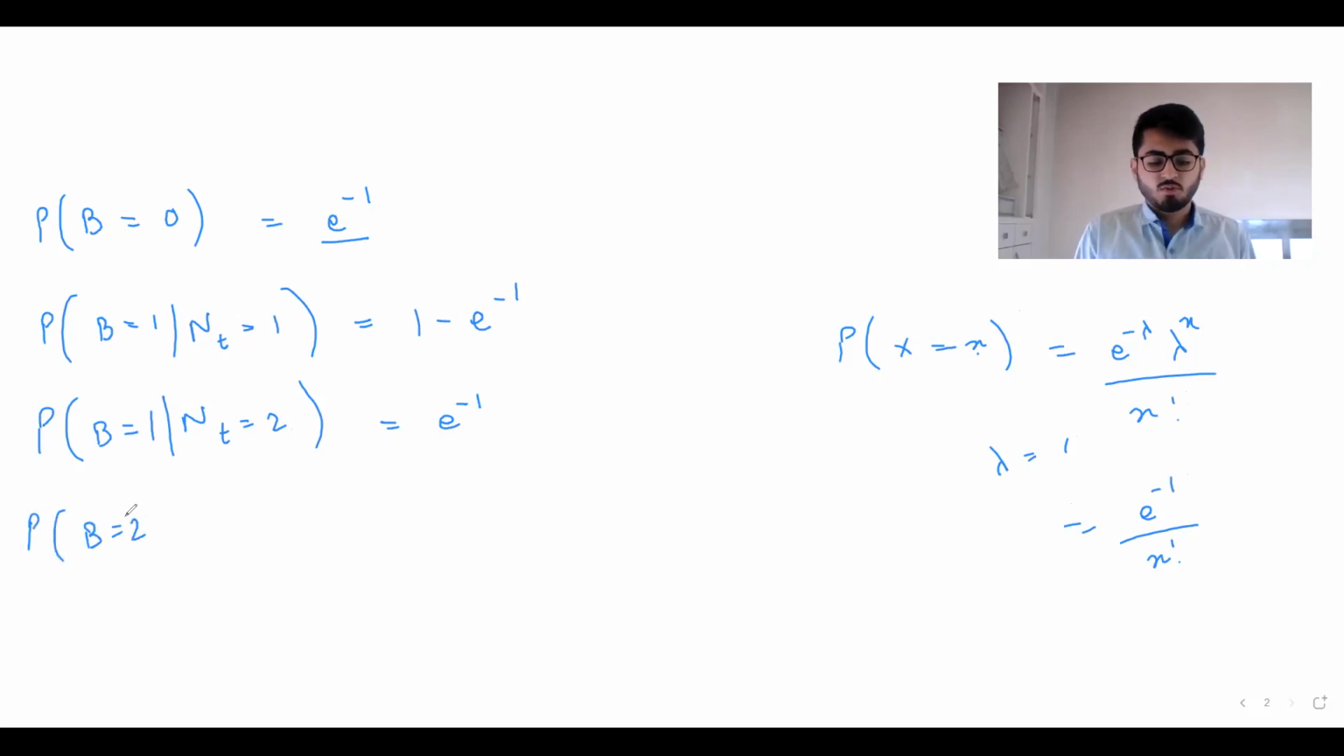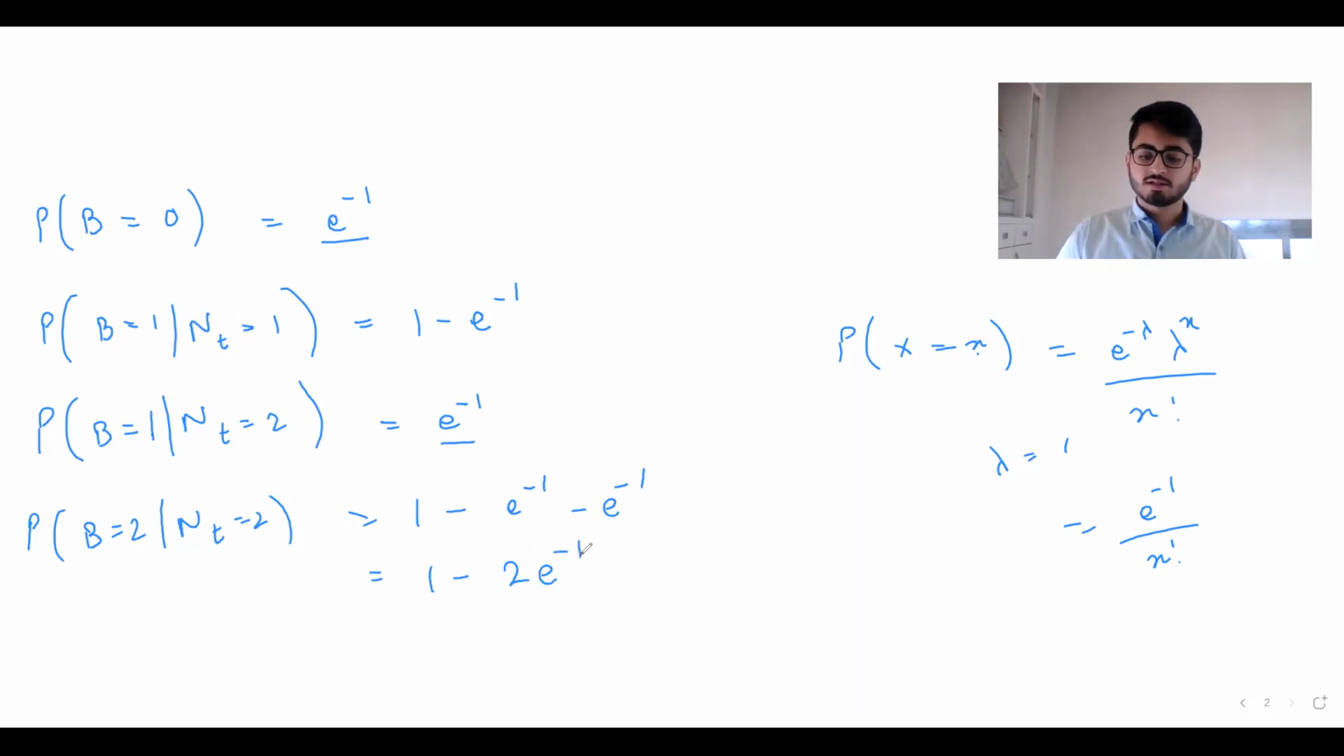And now probability B equal to 2. Note that this is only possible when nt is 2. And this would be what? 1 minus adding up of other probabilities. So 1 minus e to the power minus 1 minus e to the power minus 1. When nt is 2, the probability of 0 customers leaving the queue is e to the power minus 1. The probability of 1 customer leaving the queue is e to the power minus 1. So this comes out to be 1 minus 2 e to the power minus 1.